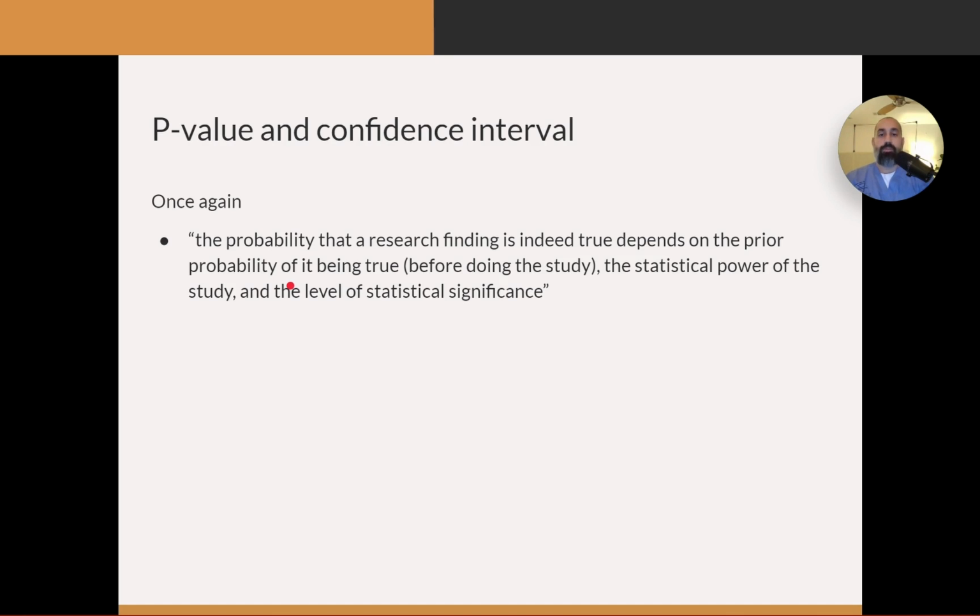So the probability that a research finding is true depends on the prior probability of it being true before doing the study, and the statistical power of the study and the level of statistical significance. So power, p-value, and the prior probability of the study all influence the accuracy of the study. This is why studies that are funded by drug companies, special interests, are so damaging, because those people already believe they have high pretest probability.